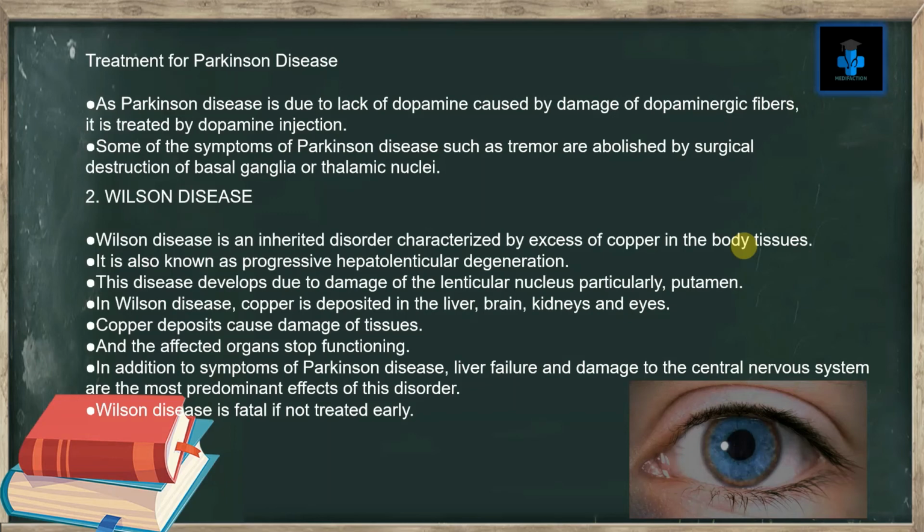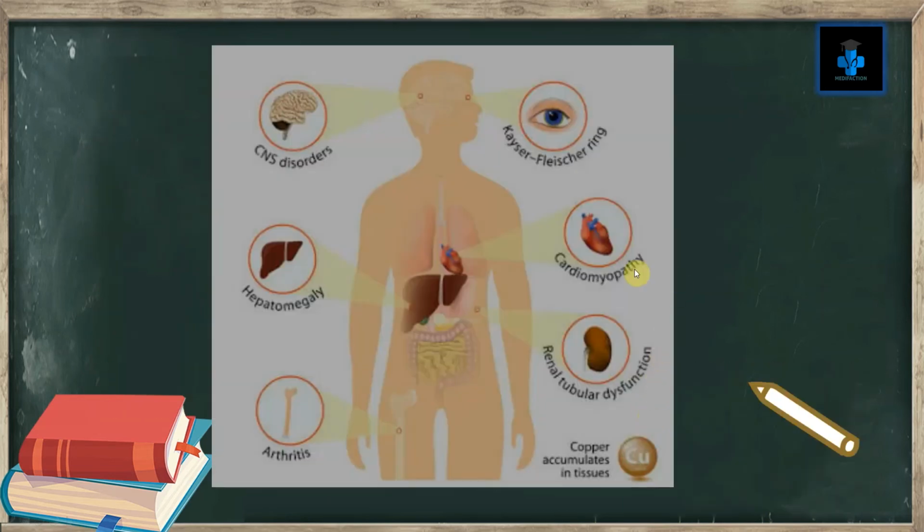In addition to symptoms of Parkinson's disease, liver failure and damage to the central nervous system are the most predominant effects of this disorder. Wilson disease is fatal if not treated early. Here you can observe the rim of the eyes. These are some of the disorders or the symptoms caused, like CNS disorder, hepatomegaly, arthritis, copper accumulates in the tissues, renal tubular dysfunction, etc.